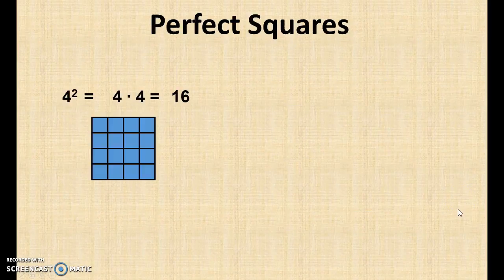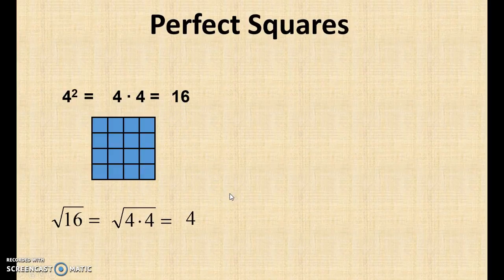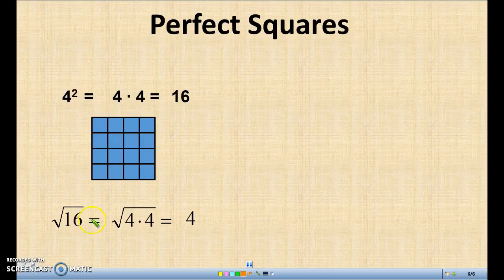I've already shown you this. A square with a side length of 4 produces an area of 16. What if I start off and I give you an area of 16? I say, okay, the area of a square is 16. What's the side length? Well, you know it's a square. So to get back to the side length or the root, you just take the square root.